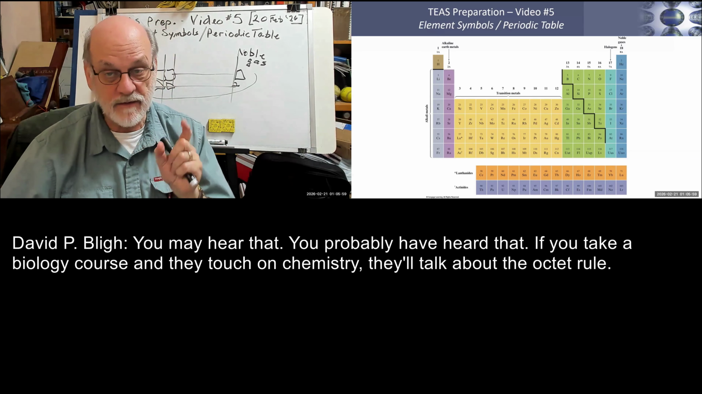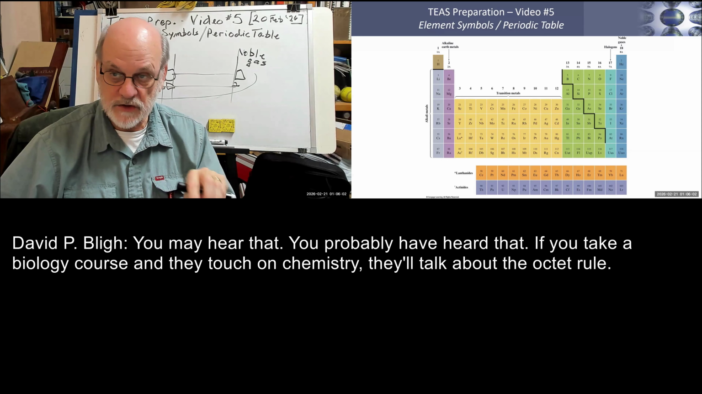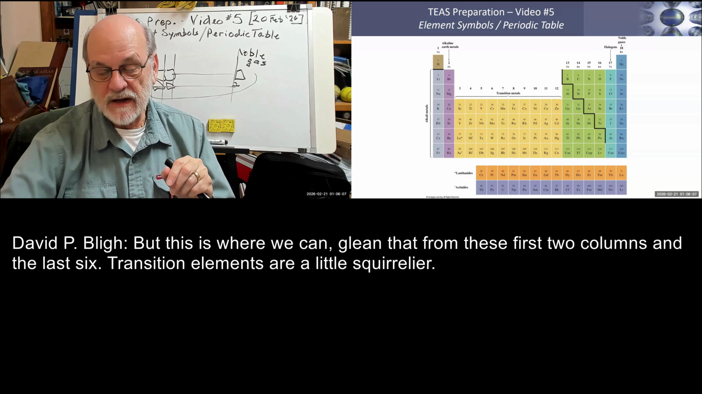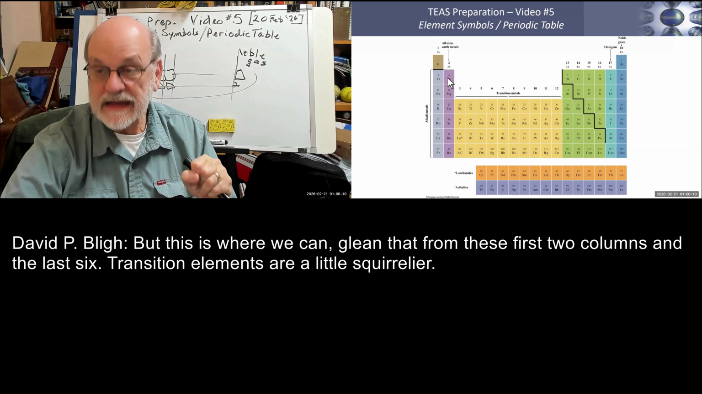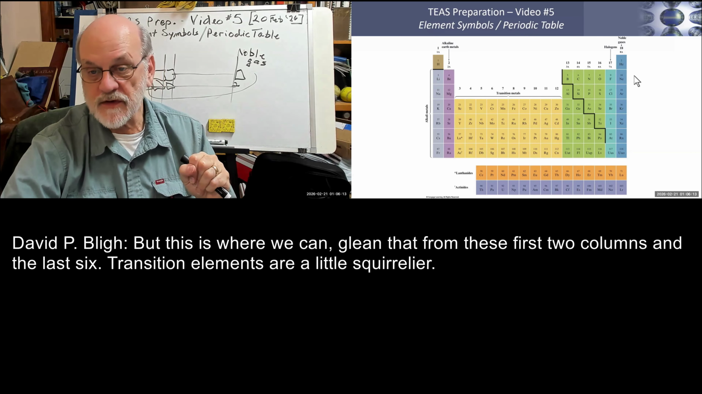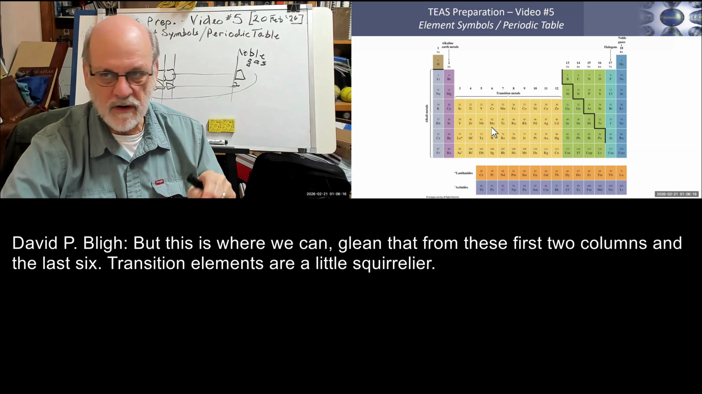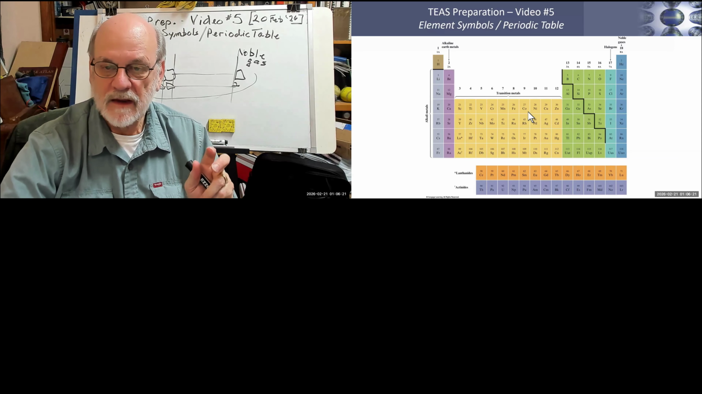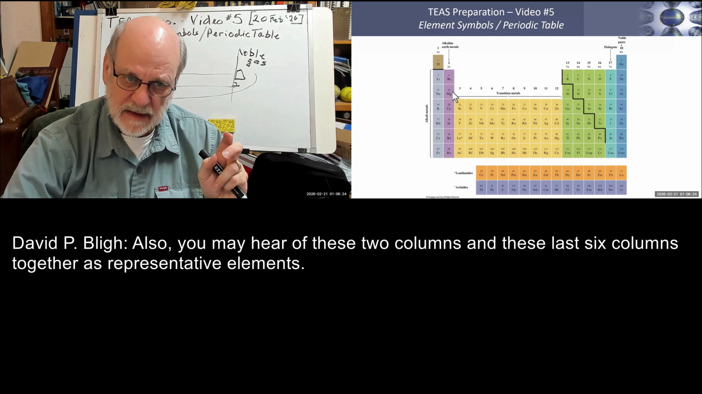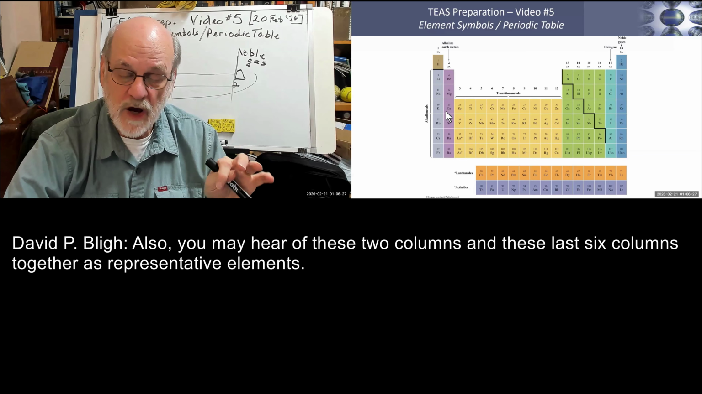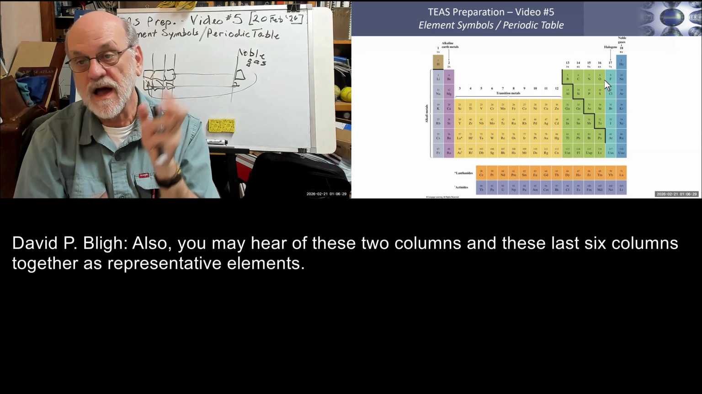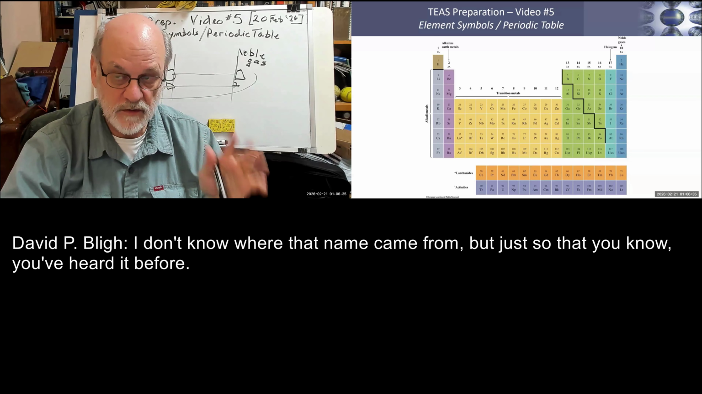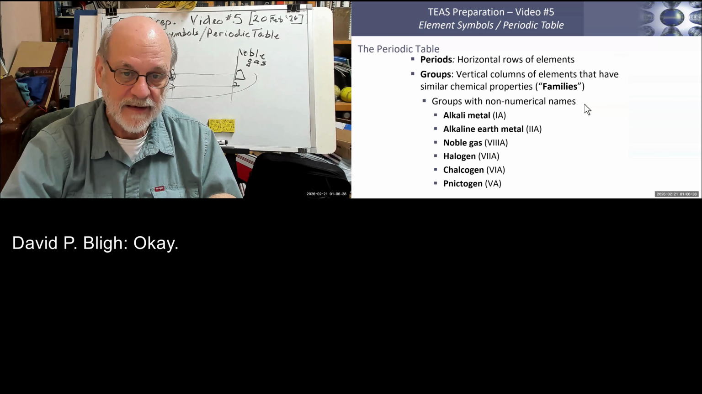And that leads us to a discussion of the octet rule. You probably have heard that. If you take a biology course and they touch on chemistry, they'll talk about the octet rule. But this is where we can glean that from these first 2 columns and the last 6. Transition elements are a little squirrelier. These are the A groups, and these are the B groups down here. Also, you may hear of these 2 columns and these last 6 columns together as representative elements. I don't know where that name came from, but just so that you know you've heard it before.